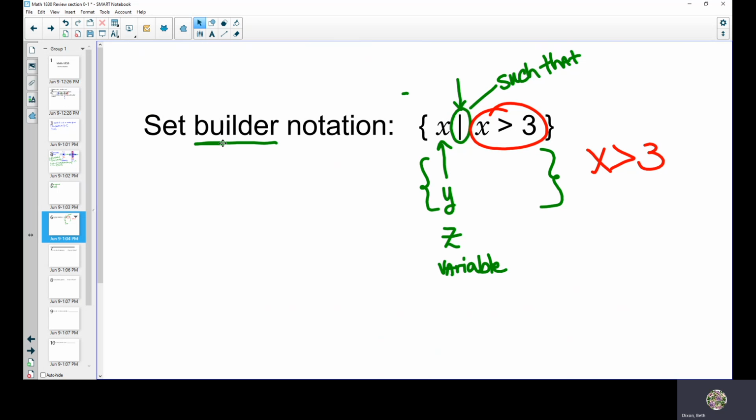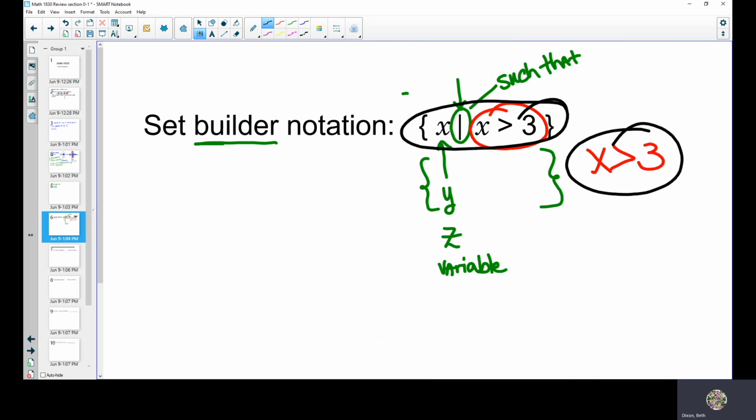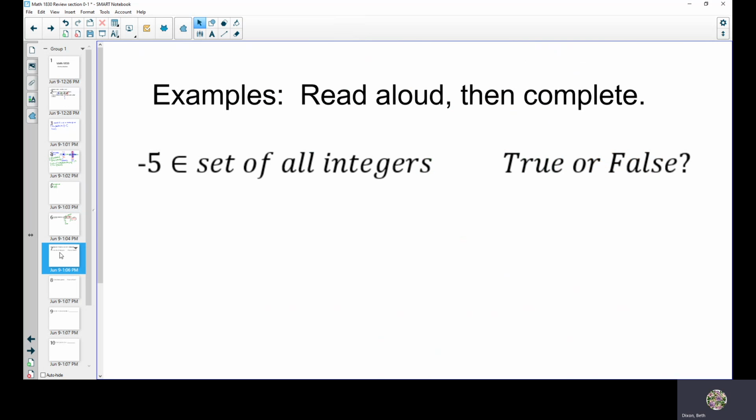If we were solving the problem, we probably would have gotten this answer here, so that x is greater than 3. The answer in the back of the book would have looked like this, and we're saying, well, we didn't get that, but this matches this part, so we're good. Okay? We're going to look at some examples and read them out loud and then complete it whether it's true or false.